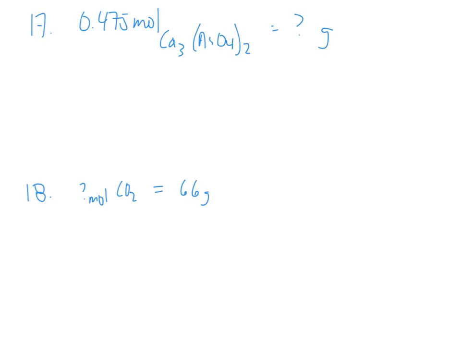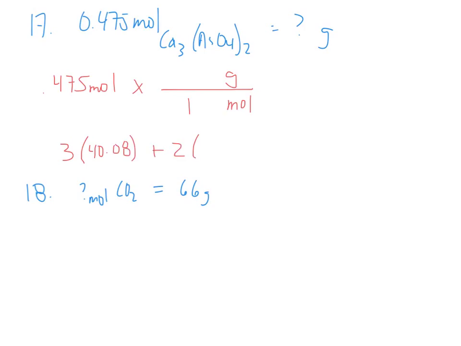In number 17, they want to know how many grams 0.475 moles of calcium arsenate would be. So I've got the 0.475 moles, which means I need to multiply by the molar ratio with grams on top, moles on the bottom. So what I'm really lacking here is my molar mass. So 3 calcium times 40.08 plus the 2 arsenic times 74.92 plus the 8 oxygen at 16 gives me a molar mass of 398.08. So that's what plugs in up here.